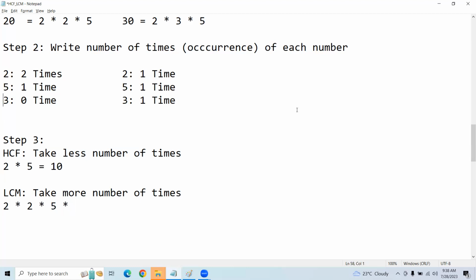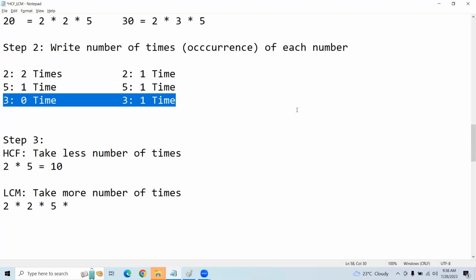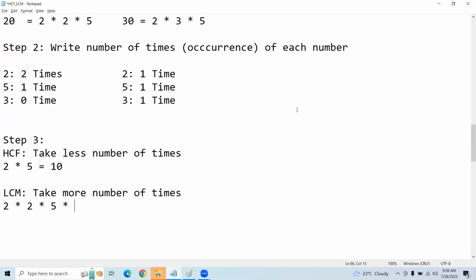And then 3 is 0 time over here, 1 time over here. So what is big? 0 or 1? 1 is big. So you have to write 3 1 time over here. So if you calculate 2 2s are 4, 4 5s are 20, 20 3s are 60. So your LCM will be 60.